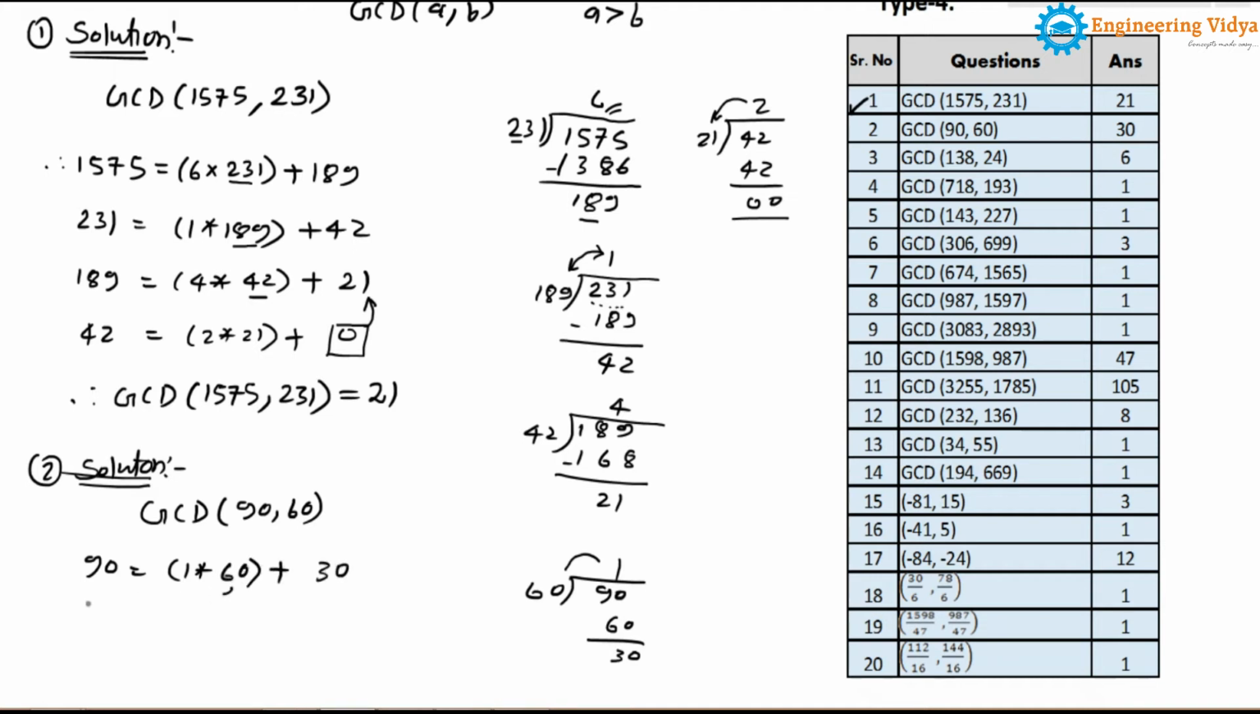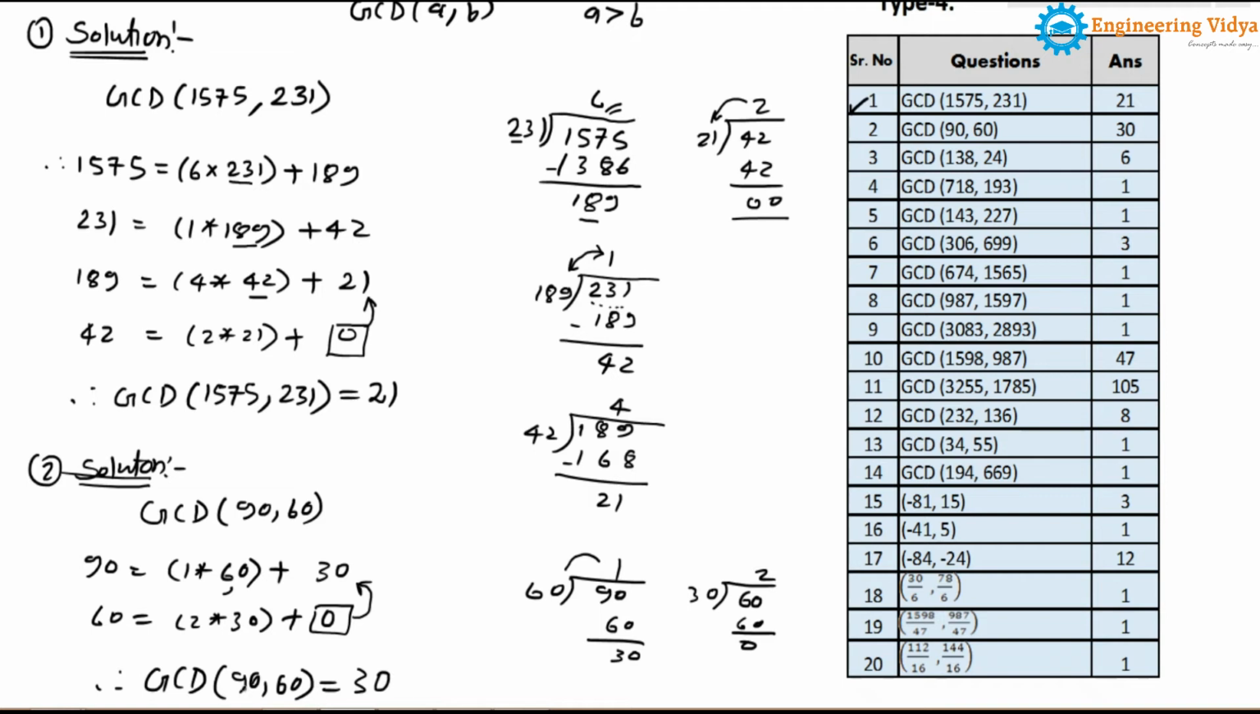So again we're going to copy 60 here. Again 60 will be divided by 30. If I divide 60 by 30, it will go 2 times, and 2 threes are 60, and the result is 0. So twice it will go, right? So twice into 30, and the result will be nothing but 0. Once the result is 0, the one step before will be your answer. So hence we can say GCD of 90, 60 is nothing but 30.